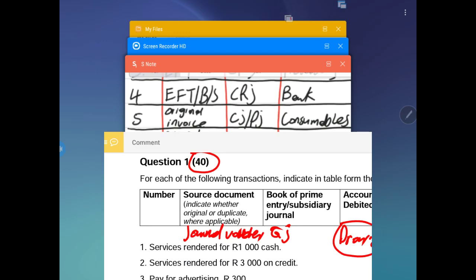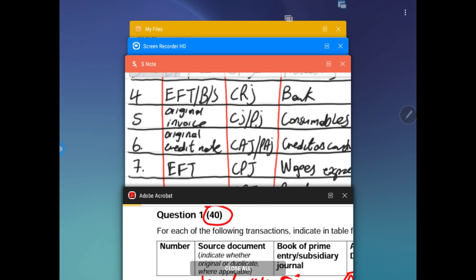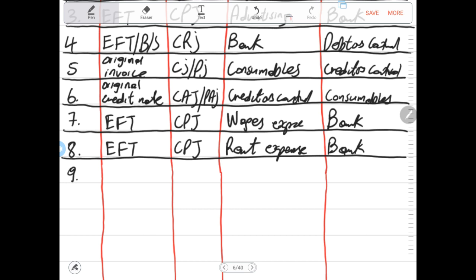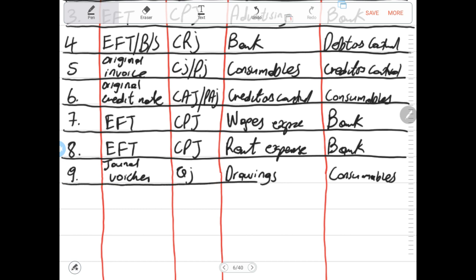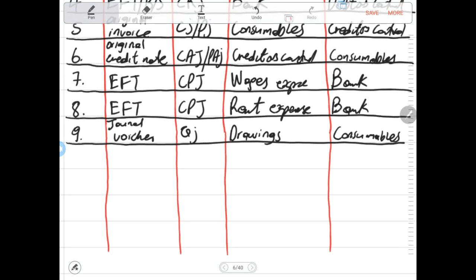So now let us go and do our recording. Our recording is under number 9. We said that this will be a journal voucher under our general journal. The account to be debited, if the owner takes something for personal use, is drawings. Then whatever the owner has taken, which in this case is consumables, will be on the credit side.